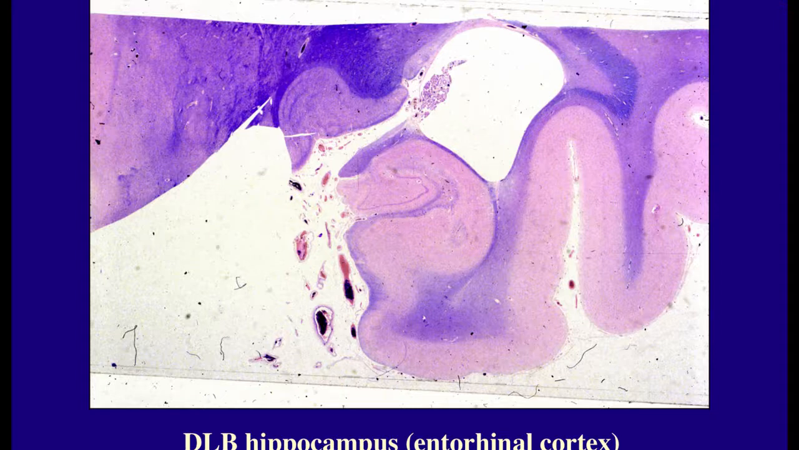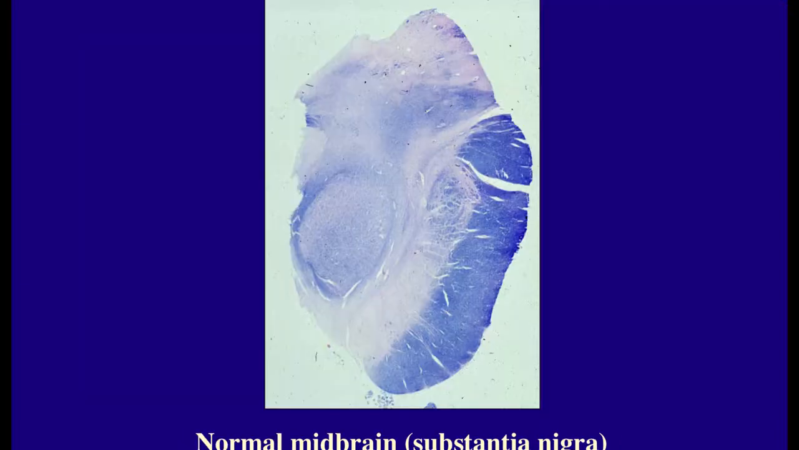So this is a similar section from a patient with DLB. Here's the visual relay. You can see the enlarged temporal horn of the lateral ventricle. Here's the hippocampus, parahippocampal gyrus, and here's entorhinal cortex, which will be abnormal in this disease.